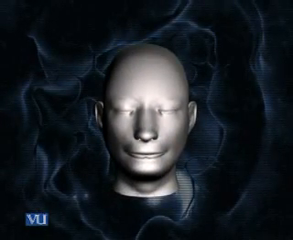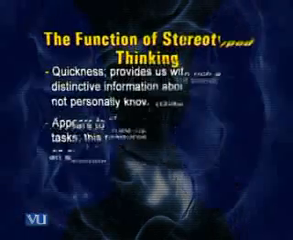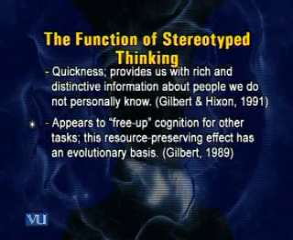So it is readily available information that is already in our mind, and through representativeness heuristic that person is representing a particular group, a particular nation, a particular ethnicity, we just have a conclusion formed for that particular person. So this resource preserving effect has an evolutionary basis.